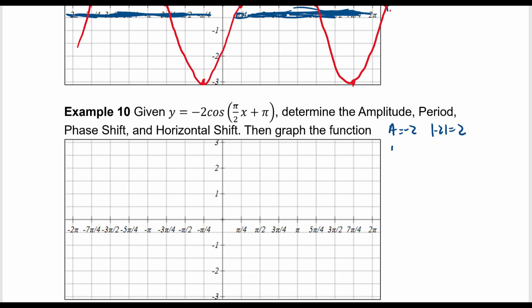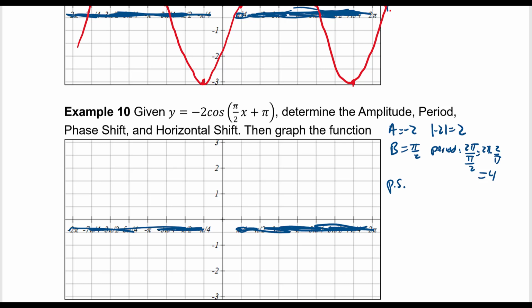shifted. My b is pi over 2, so the period is going to be 2 pi divided by pi over 2, which is 2 pi times 2 over pi, so it's going to be 4. So let me get rid of all this. Okay, so that tells us that, oh, we got a phase shift too. Our c is pi, so we're looking at pi divided by pi over 2. So pi times 2 over pi, which is 2.